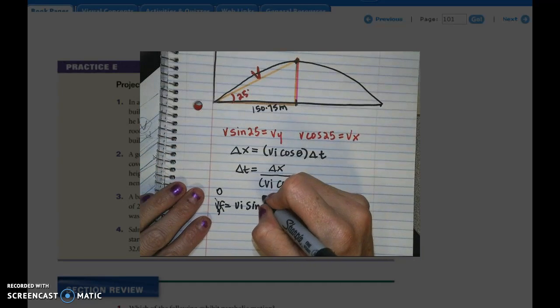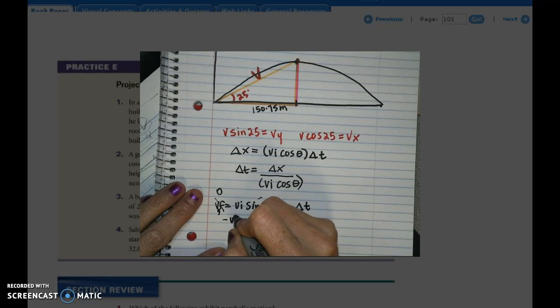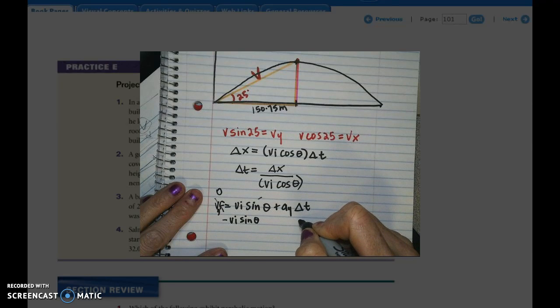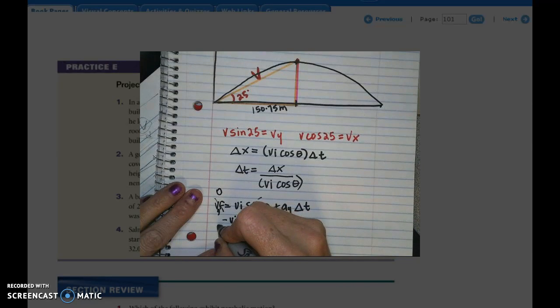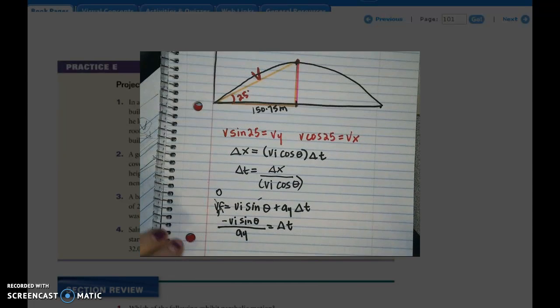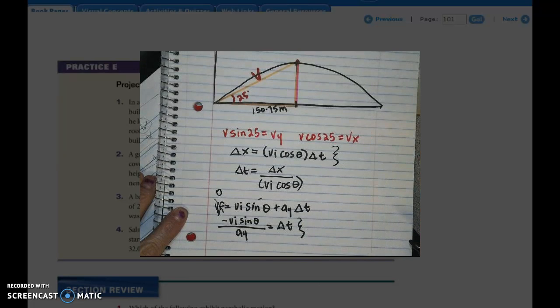So I can subtract v sub i sine theta from both sides, and I end up with a negative v sub i sine theta. And then I'm going to divide by my acceleration. And just so we're clear, when we finally do the math here, this is negative 9.8 meters per second squared, so negative divided by negative is a positive, right? So that altogether will cancel each other out.